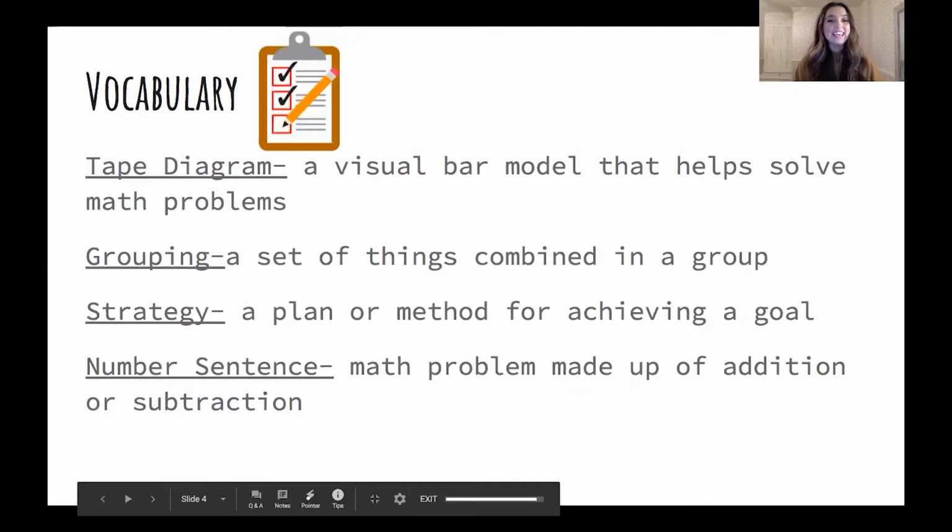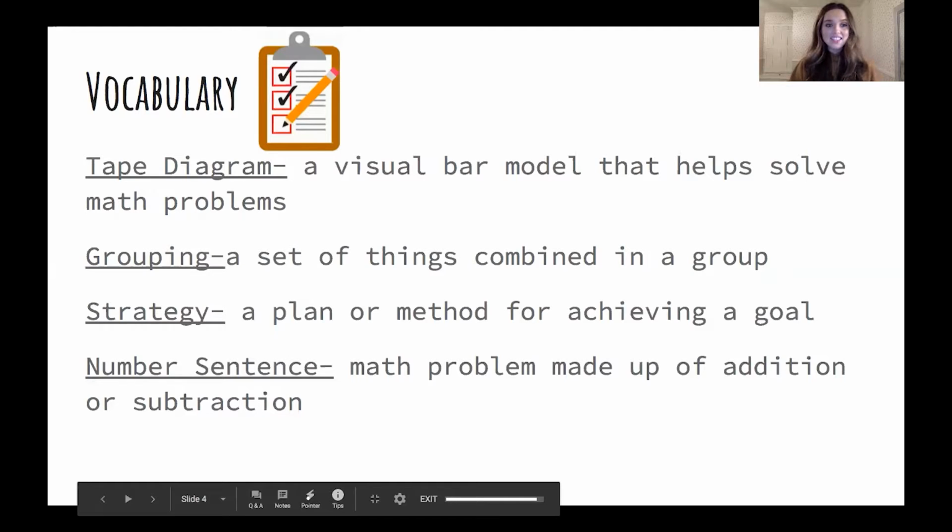Okay, here is some vocabulary that I feel like will be helpful for you as we go through this lesson. The first thing that I would like to go over is a tape diagram. A tape diagram is a visual bar model that helps solve math problems. We are going to dive into tape diagrams almost right away, and I will show you guys and repeat the name tape diagram so you know exactly what it is by the time we're done.